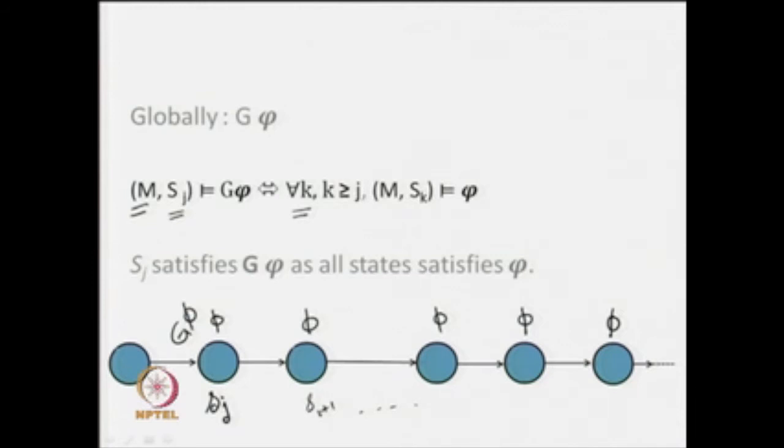So, we will say that G phi holds in S j, because in all the states that are reachable from that particular S j, phi holds. This is the meaning of the globally operator. Globally phi says that phi holds in a particular state if phi holds in all the states in this particular system. So, this is the meaning of G phi, and the next operator is until.